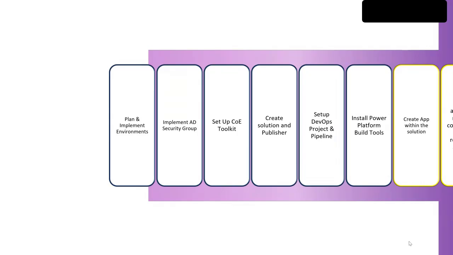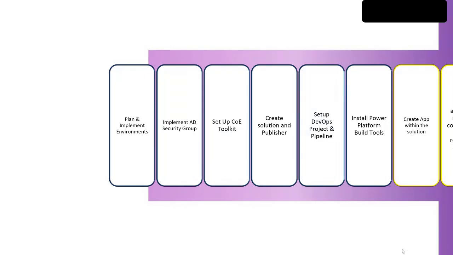Then next one is to set up the CoE toolkit. We'll touch more on the CoE toolkit later. This is a free toolkit that you can set up to manage and govern your environment. Next one is to create a solution and publisher. Obviously, to move all your apps and flows from one environment to another, you have to use a solution. Always have one solution and one publisher. That's the best practice. There's a whole conversation about the best practice of solution creation, which I don't want to delve into today, but we can discuss it in the chats and comments.